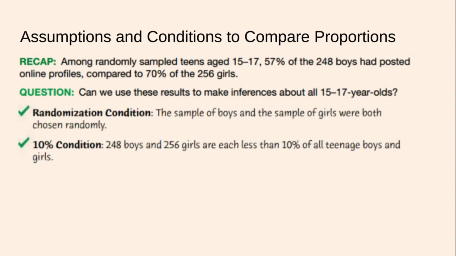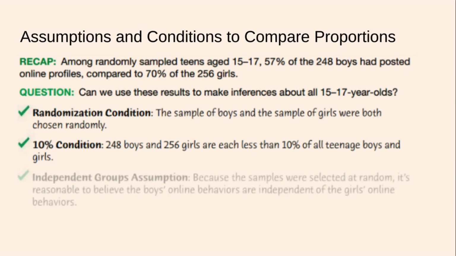Randomization condition. The sample of boys and the sample of girls were both chosen at random. Randomization condition, check, move on. 10% condition. 248 boys and 256 girls are each less than 10% of all teenage boys and girls. That is an understatement, of course.